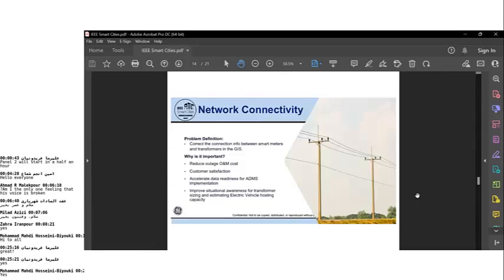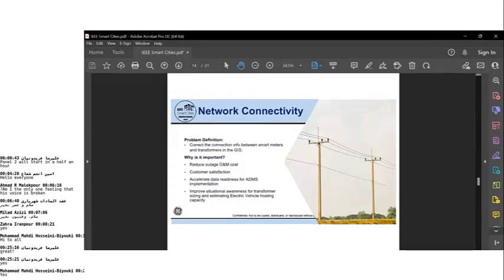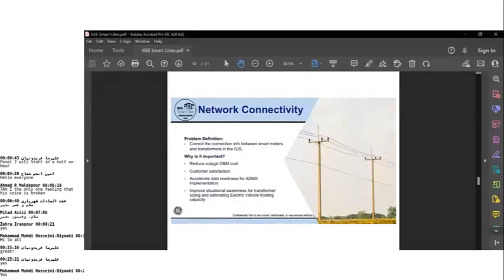Once you roll out the truck to the right places, it's going to restore the outage as fast as possible, which provides customer satisfaction. As I mentioned, it's going to help data readiness for other applications like advanced distribution management systems, and increase situational awareness for transformer sizing and estimating electric vehicle hosting capacity. Basically, you're saying that if I want to put more load on a couple of houses, can the transformer that is supporting those houses handle those additional loads or not?